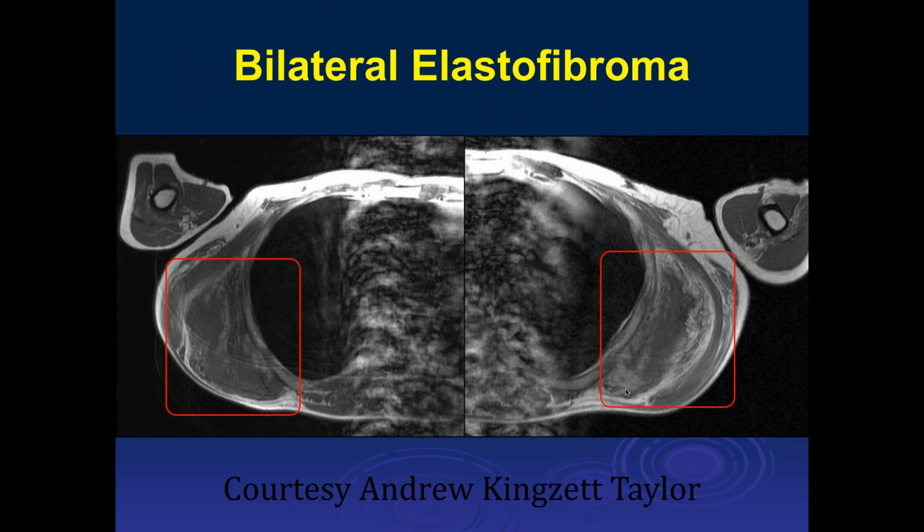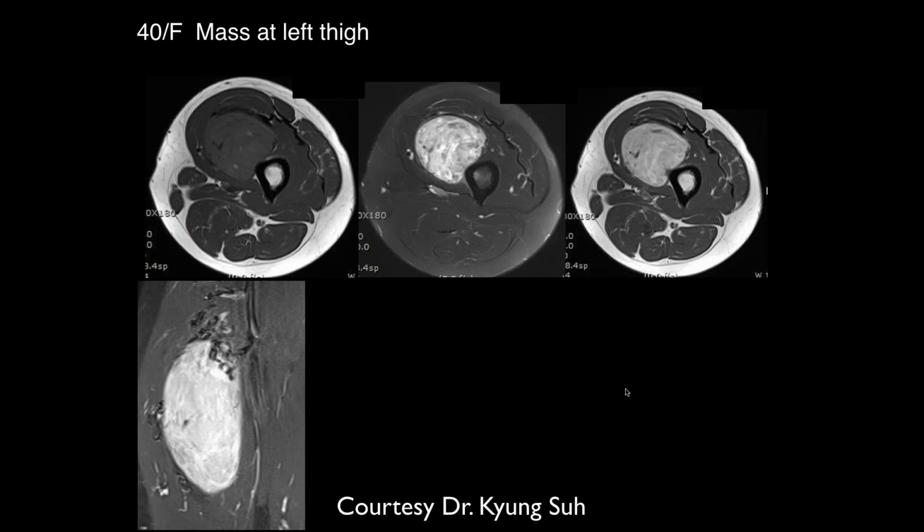Yeah, I haven't seen bilateral. It's weird. They're often very asymmetric in size, but it's not uncommon for them to be bilateral, but they're usually asymmetric in size.